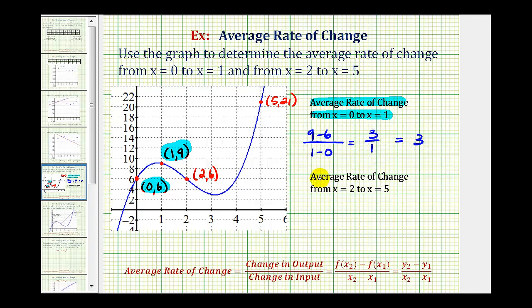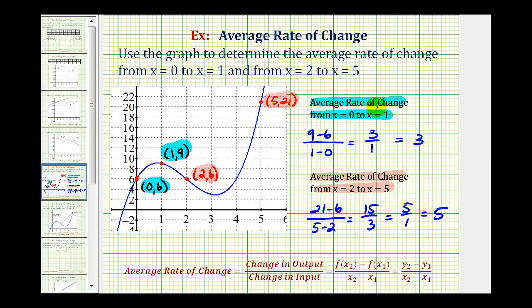To find the average rate of change from x equals 2 to x equals 5, we'll use the coordinates of this point and this point. We'll first find the change in the outputs, or the change in the function values, which would be 21 minus 6. Divide by the change in the inputs, or x coordinates, 5 minus 2. So we have 15 divided by 3, which is equal to 5 over 1, or just 5. So what this is telling us, on the interval from 2 to 5, on average, the function value will increase 5 units for every 1 increase in the input, or x value.